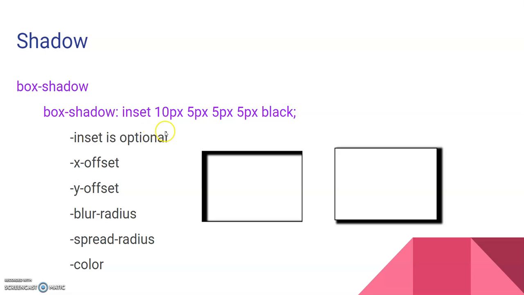So what these numbers mean, the first number is how far the shadow is offset in the x-axis. Positive numbers are to the right, negative numbers are to the left. Second number we have, that's going to be your y offset, and so positive numbers are actually down and negative numbers would be up. 5 is controlling the blur radius. That's how blurry your shadow is going to be. And then the next number is going to be your spread radius. That's just how much it's going to be spreading out. And then, of course, you can change the color.